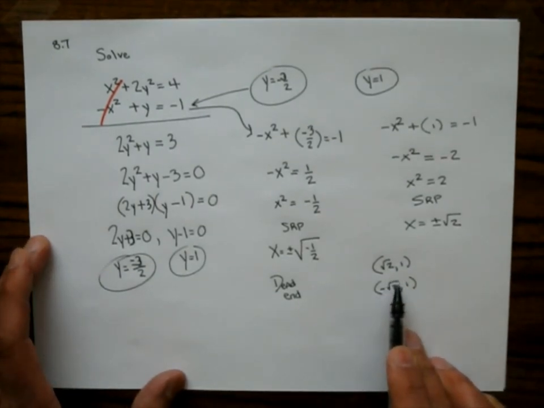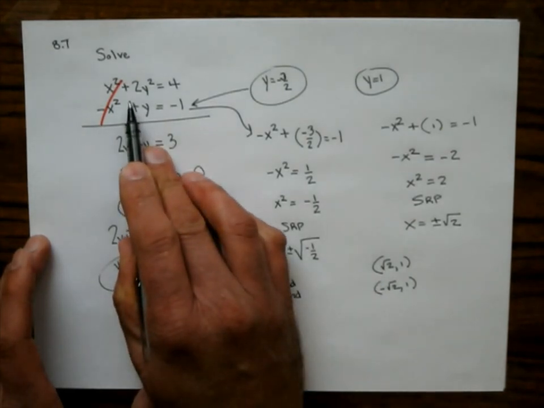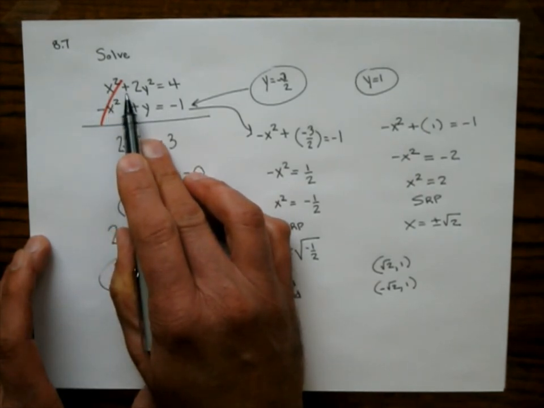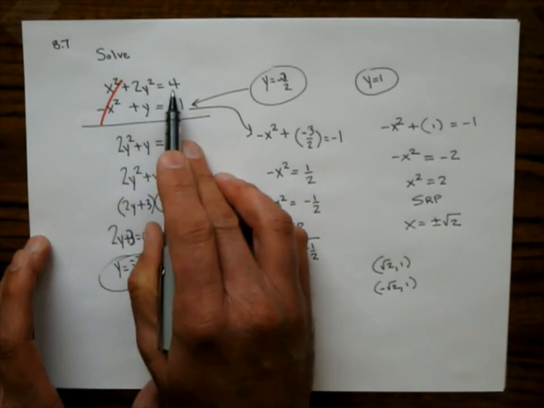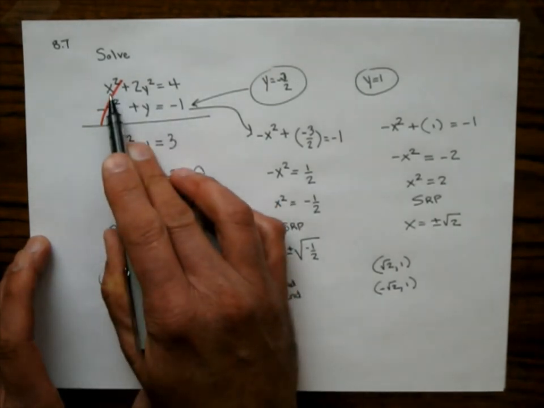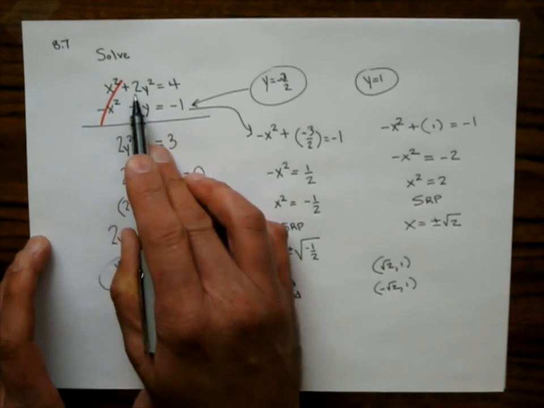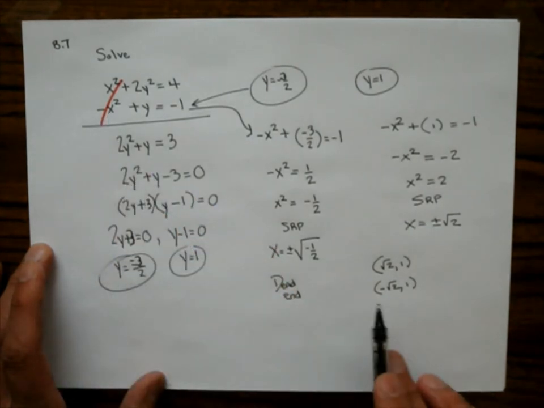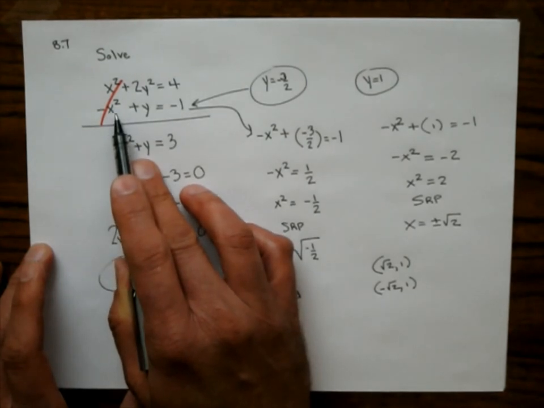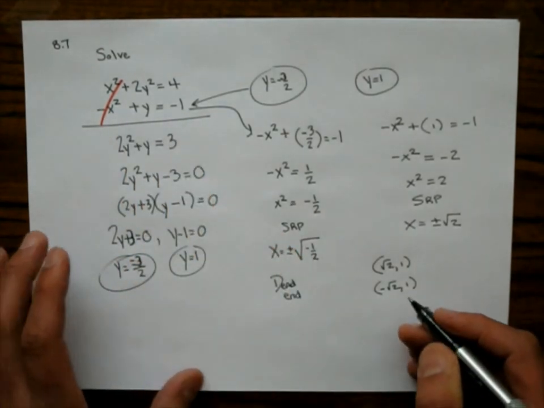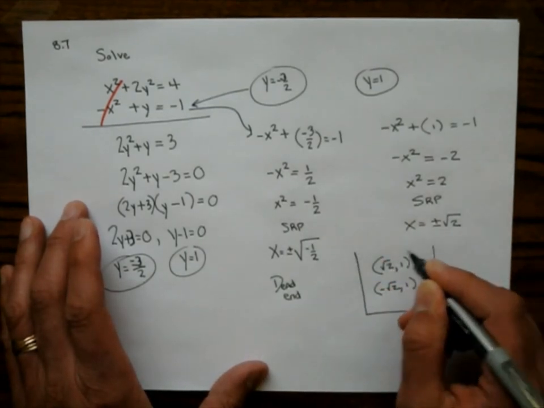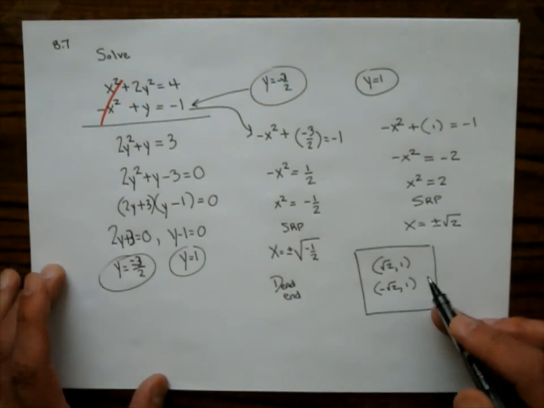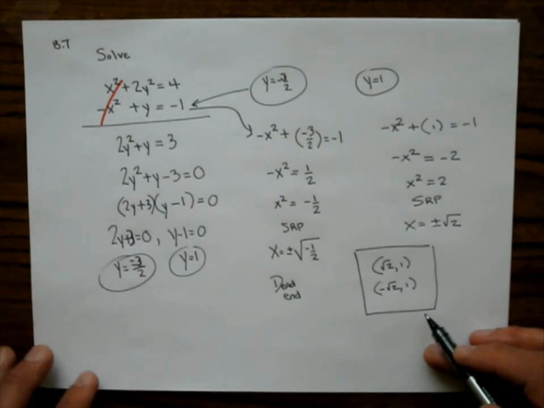Now the purist would actually verify that both of those work in each of these equations. I'll do it verbally. Root 2 squared, that's 2, plus y is 1. 2 plus 2 is 4. And the bottom one will do the same thing, because negative root 2 quantity squared is 2, plus 2 is 4. And then the bottom, it's going to be the same thing. We're going to have a negative 2. Doesn't matter which one you put in there for x. Negative 2 plus 1 is negative 1. So those check out. We end up getting our two solutions here.